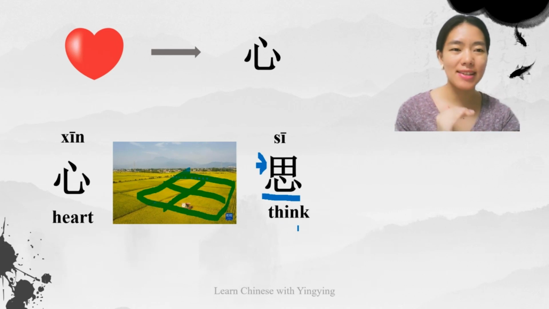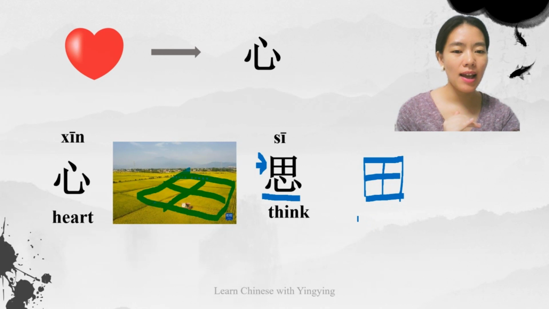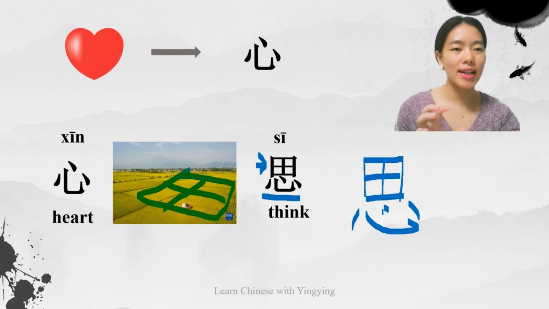Okay, let's write it together. So the top is a farming land. And the bottom is the heart. We always put our heart to think how to improve the productivity because farming or agriculture is very important. So the meaning of this word is think, and the pronunciation of it is si.